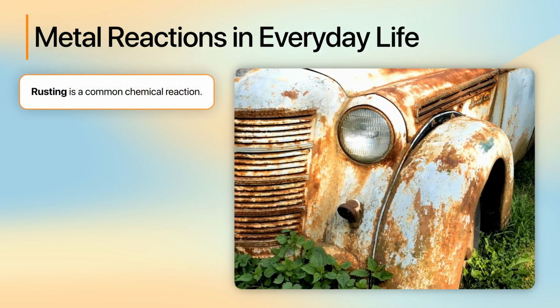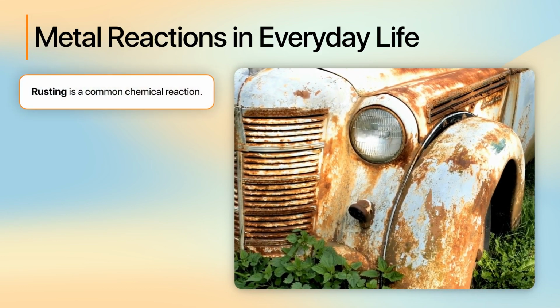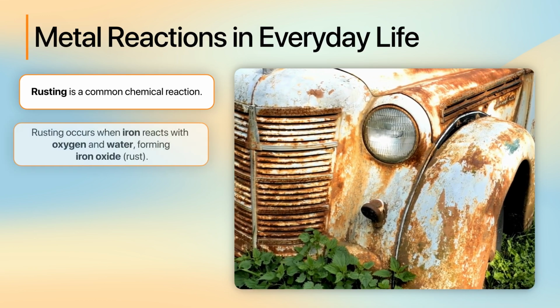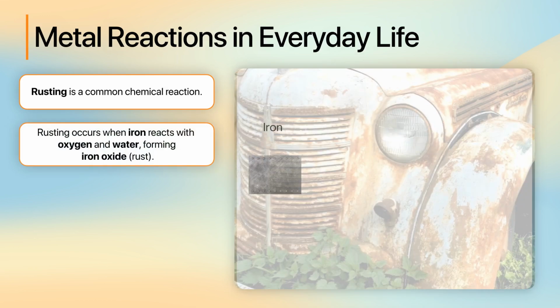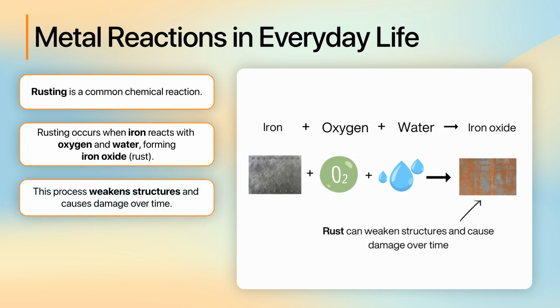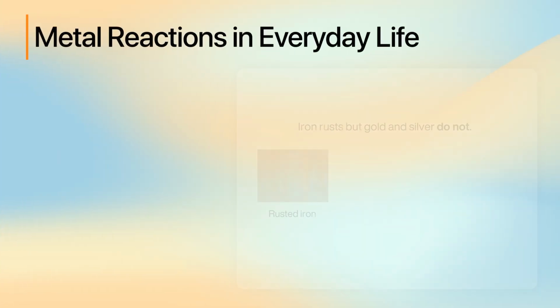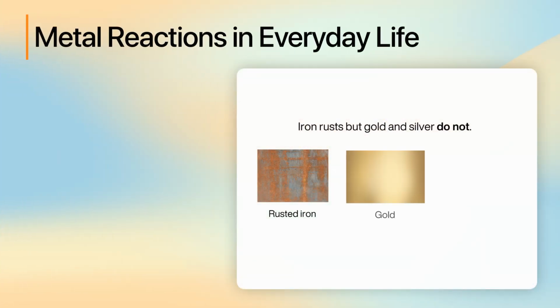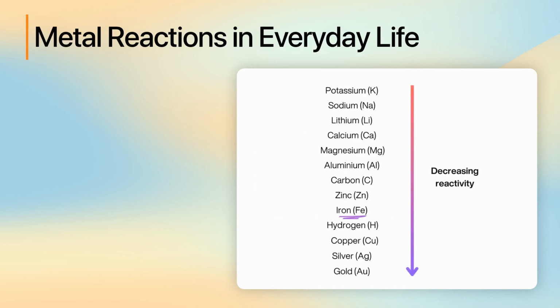Rusting is a common chemical reaction that showcases the reactivity of metals. It is a chemical reaction that occurs when iron reacts with oxygen and water, leading to the formation of iron oxide, commonly known as rust. This process can weaken structures and cause significant damage over time. You may wonder why iron rusts but not a metal like gold or silver. To understand why, we need to look at the reactivity series.